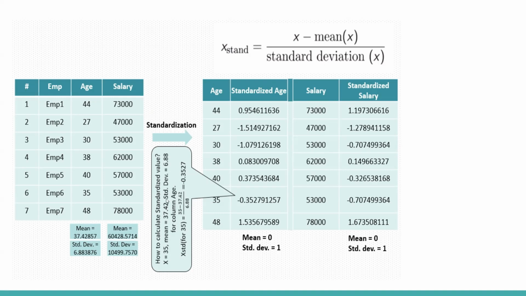So the mean of salary column is 60,428.57 and standard deviation is 10499.75. Using this formula, 73,000 minus mean of x, which is 60428, divided by 10499, we can have 1.1973. So if you calculate the mean of standardized salary, you can have 0 and standard deviation 1.